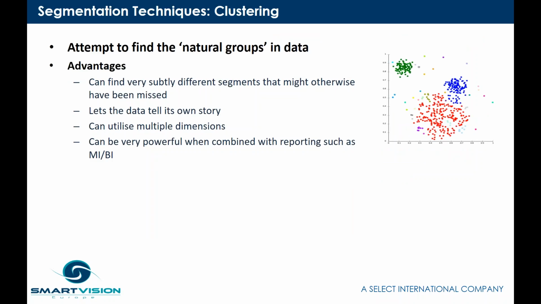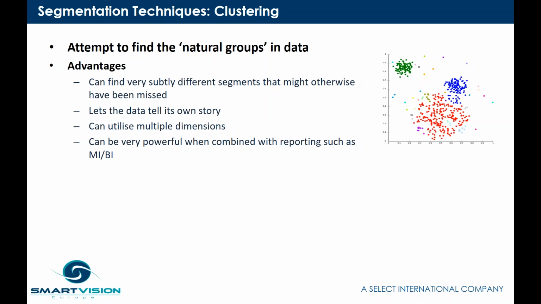Okay, what techniques like cluster analysis are doing is trying to find natural groupings in the data. They're trying to find rows of customer data that are similar to each other. And the rows, as I say, might be demographic information, maybe transactional information, maybe a combination of both. The advantages are it can find very subtly different segments that might otherwise have been missed. Of course, it's slightly more objective because you're letting the data tell its own story. It can utilize multiple dimensions, so it doesn't just have to be recency, frequency, monetary. It can be 20 different factors fed into it, and it will take all of those 20 factors into consideration in order to create clusters of segments.